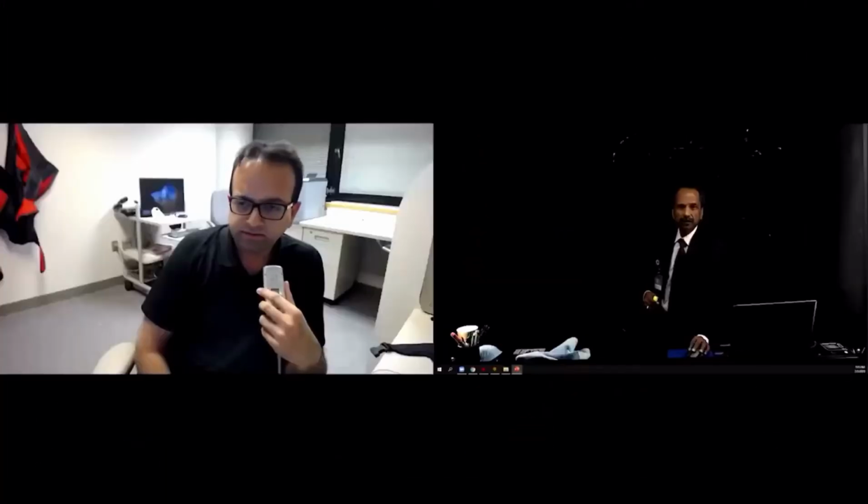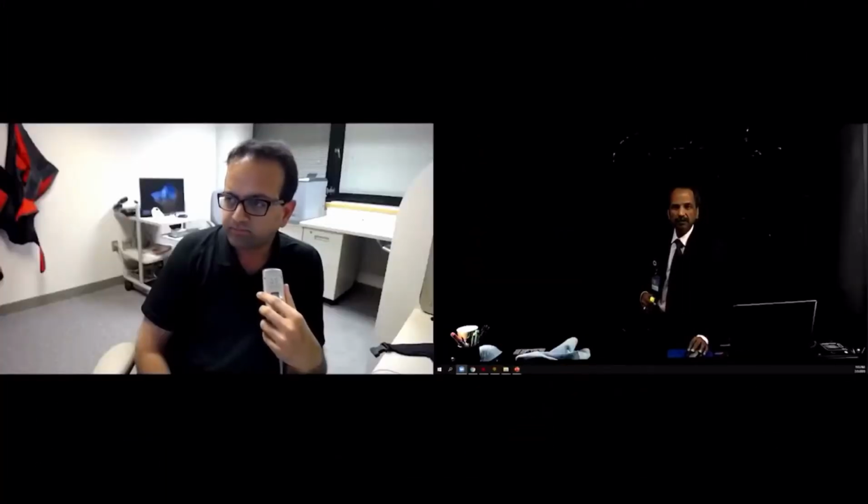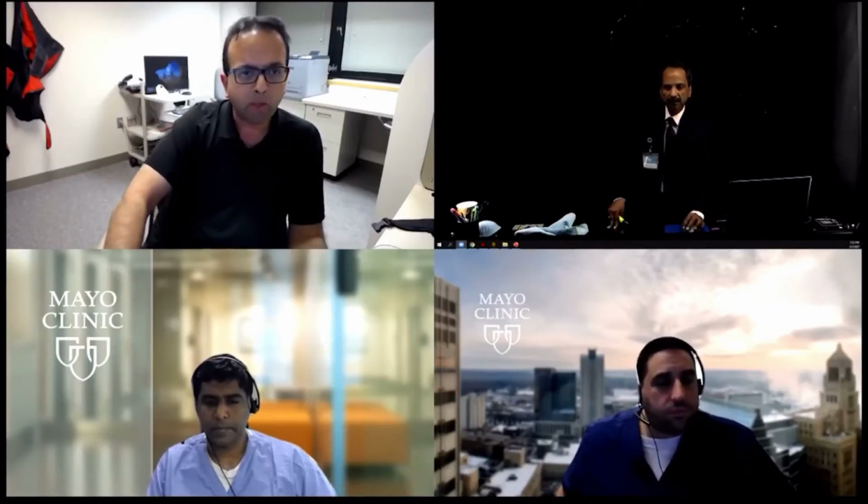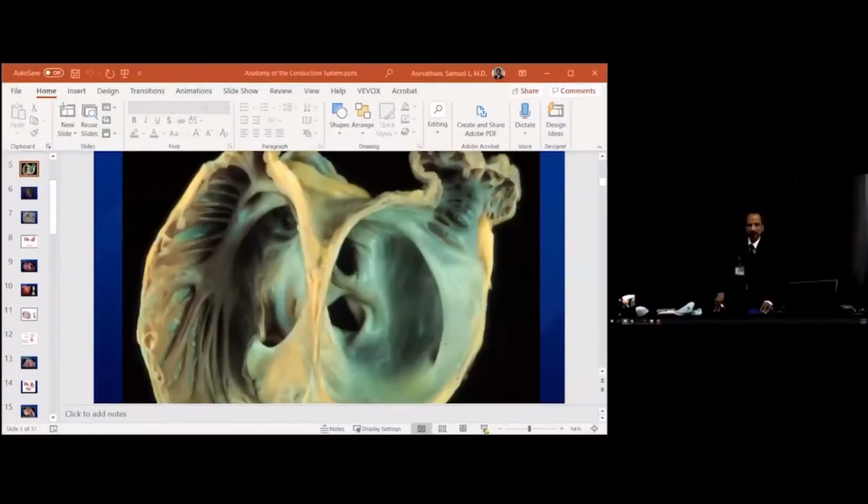Great. Thanks, Abhishek. So another question here: we've shown the AV node, but the question is about the left side input to the AV node. Where do we look for ablating the left side input to the AV node? Maybe I'll take a quick shot at that, and we'll use this figure that we saw a little while ago.